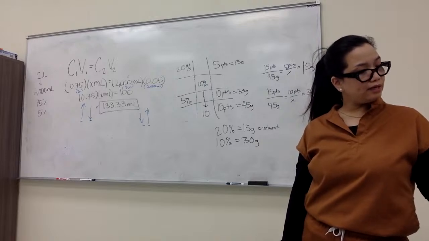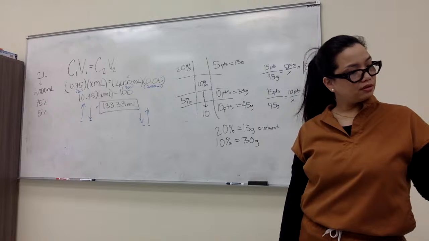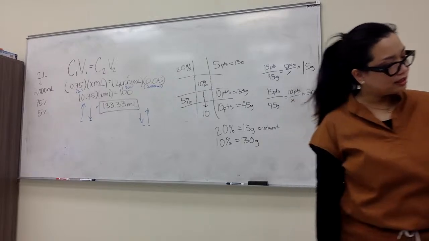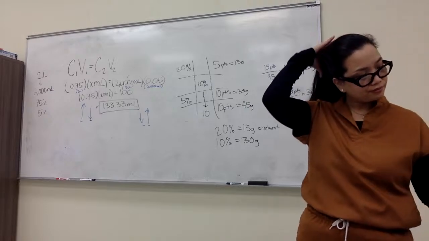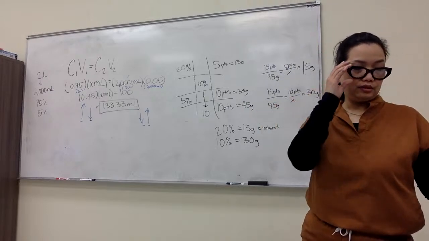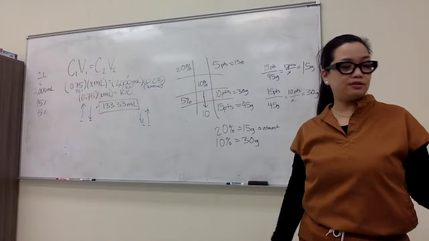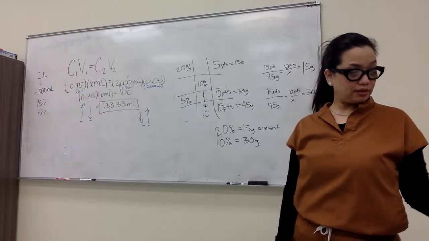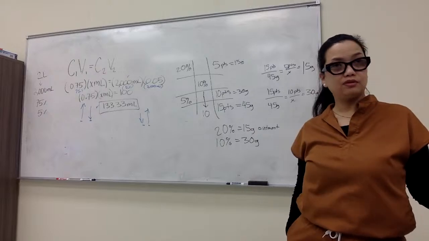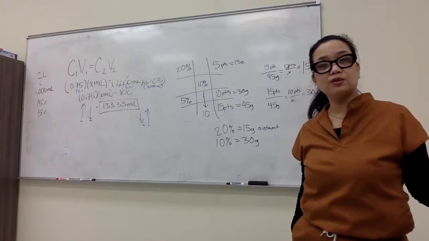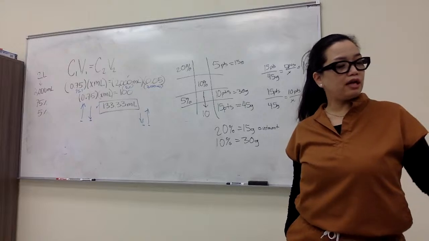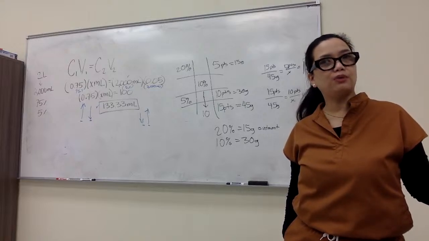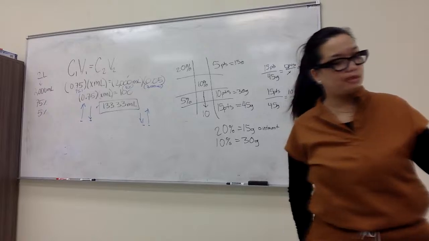Number 9 is a what problem? Regular conversions. Number 10 is what kind of problem? Concentration. Number 11 is what kind of problem? Concentration as well. That's normal saline. In real life, in the test, it will not tell you that normal saline is 0.9% sodium chloride. You've got to remember that.